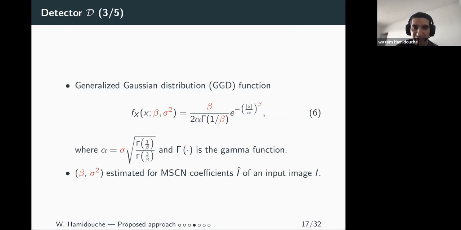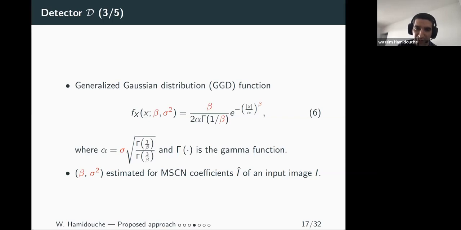So now we will compute some parameters that will be used as features. The first parameters we consider model these MSCN coefficients with a generalized Gaussian distribution. For this generalized Gaussian distribution, we need two parameters: the variance of this GGD, which is sigma squared, and also the shape of this GGD distribution, which is beta. So for each image of MSCN coefficients, we will estimate two parameters, beta, the shape of the GGD distribution, and sigma squared, which is the variance of this GGD distribution.